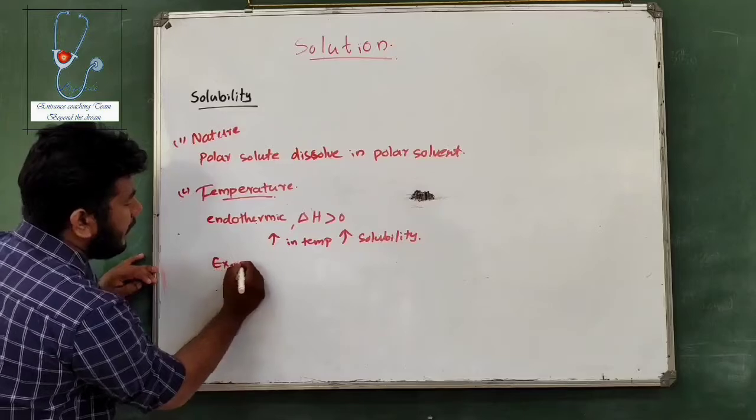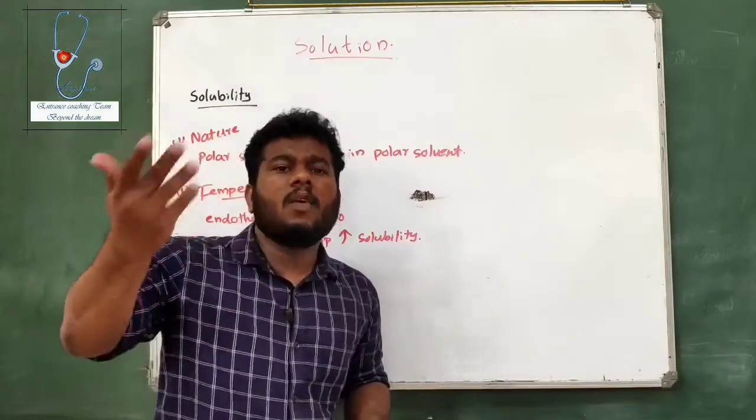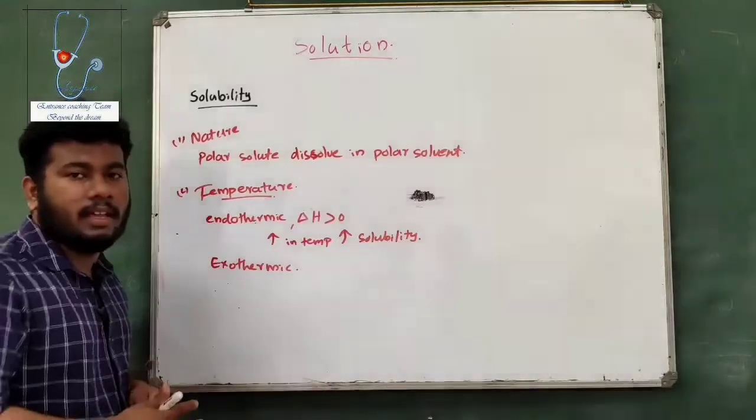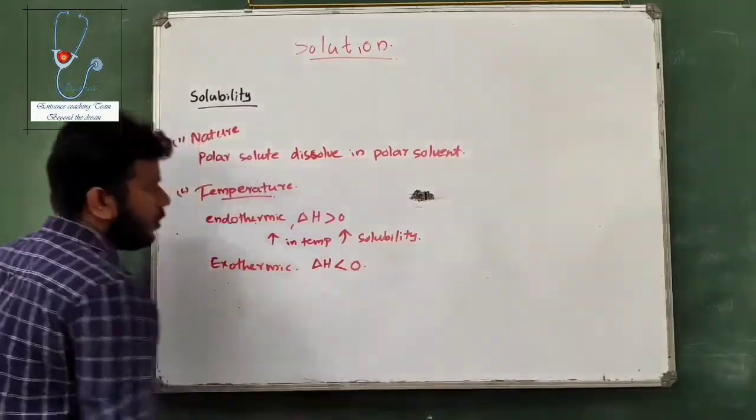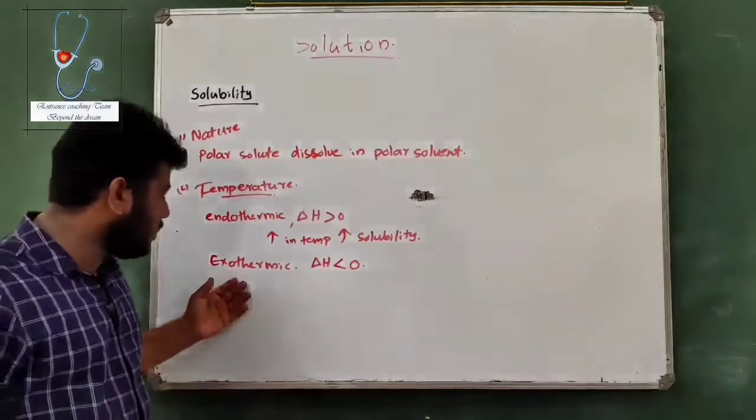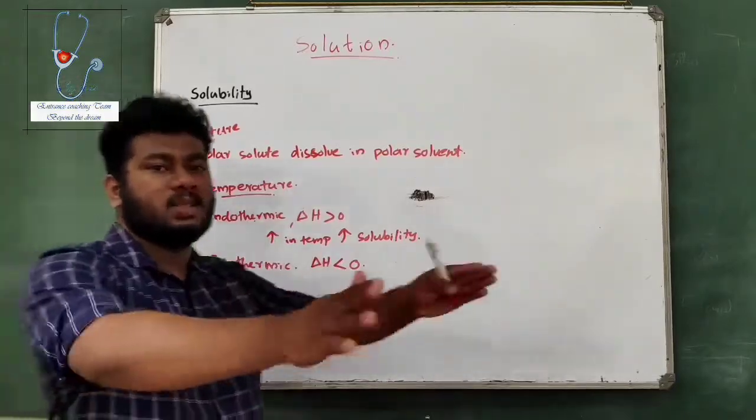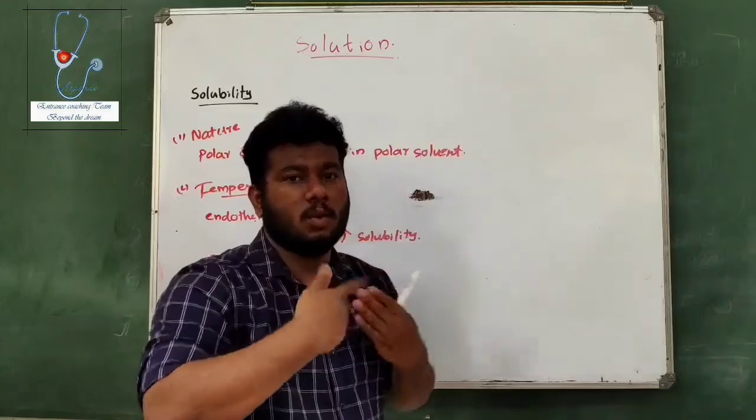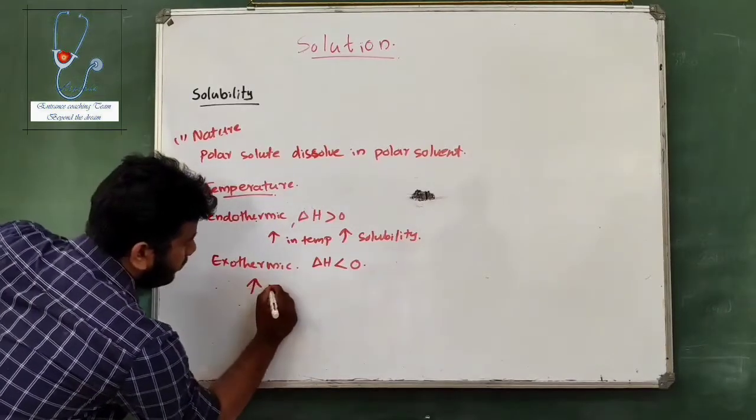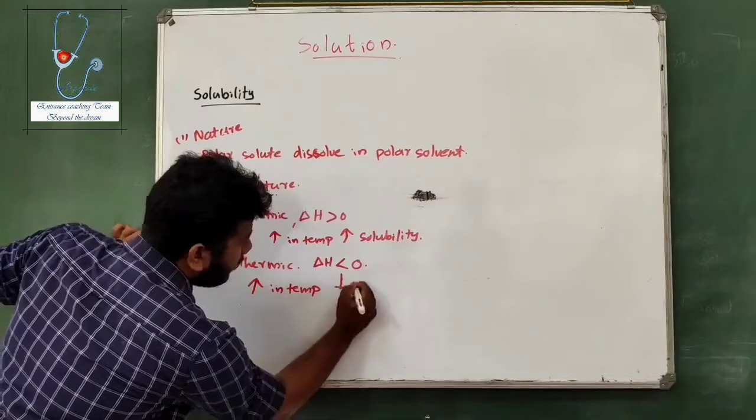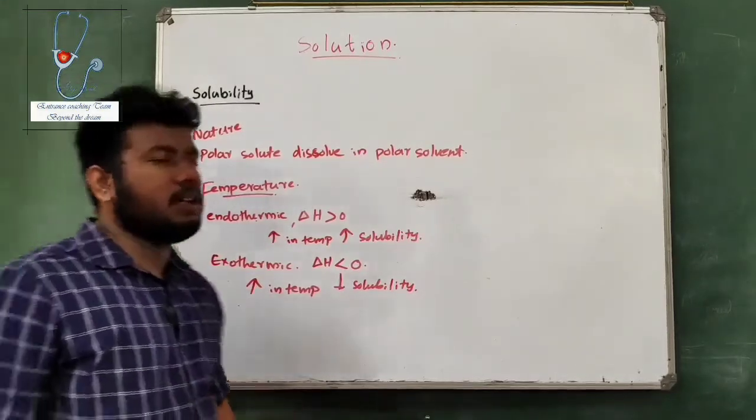Then if a reaction is exothermic. What is endothermic? The reaction gains heat, or requires heat. What is an exothermic reaction? Delta H less than zero, that is, heat is evolved from the system. Exo, endo, that is the relation. For an exothermic reaction, delta H less than zero, an increase in temperature decreases solubility.